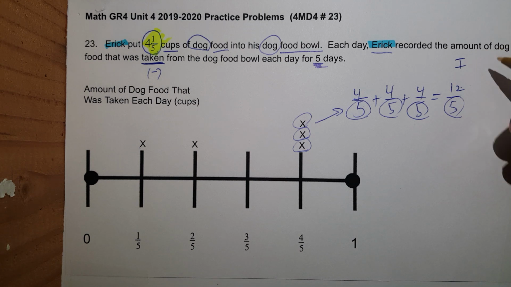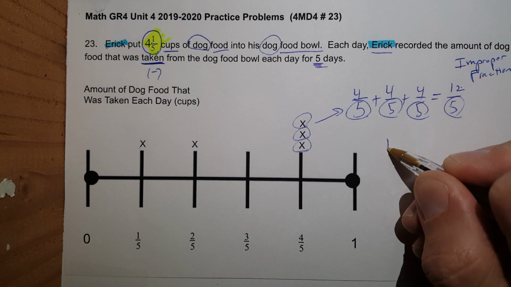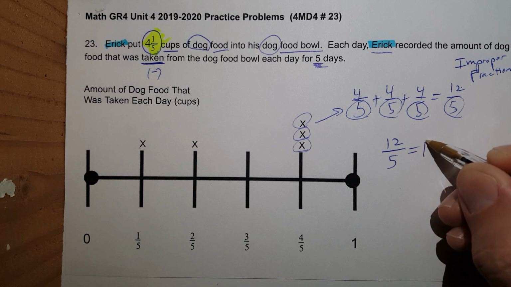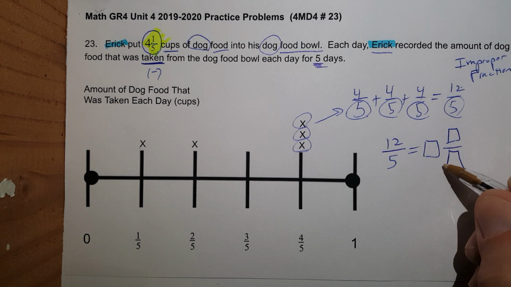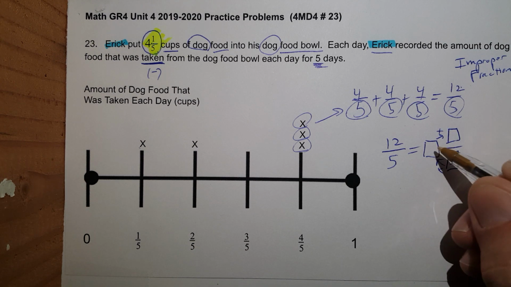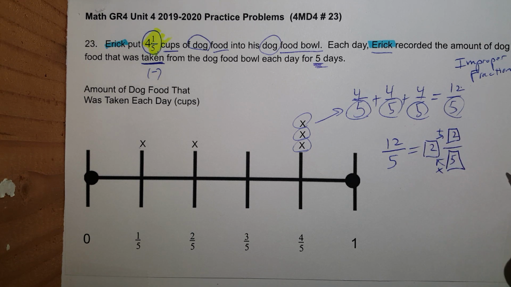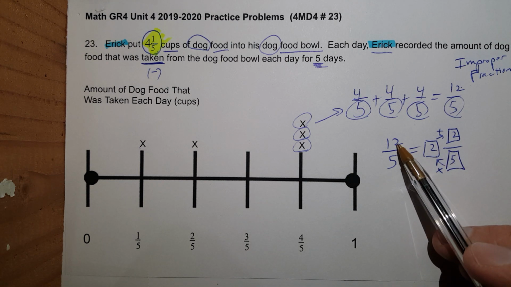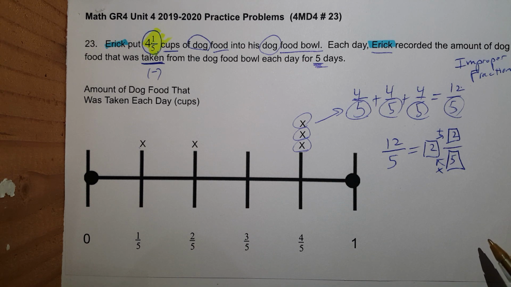So let's get some of the academic vocabulary back. Review of Unit 3, improper fraction. Remember that we can make 12/5 into a mixed number. I'm kind of jumping around just to review too. Why not? Because it's fun. Bottom number stays the same. 5 times 2 is 10 plus 2 is 12/5. 12/5 is the same thing as 2 2/5. Okay? So here's what we need to do for the problem.